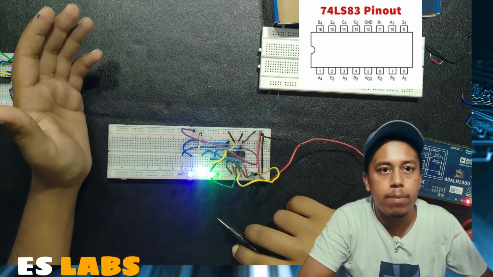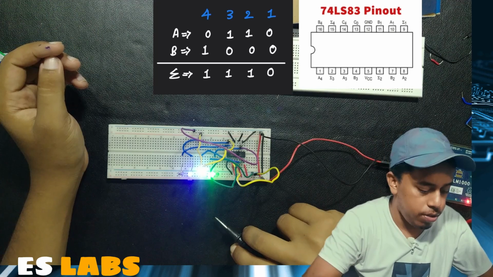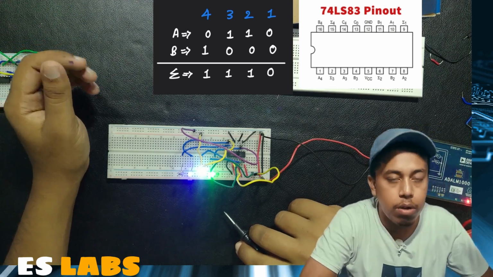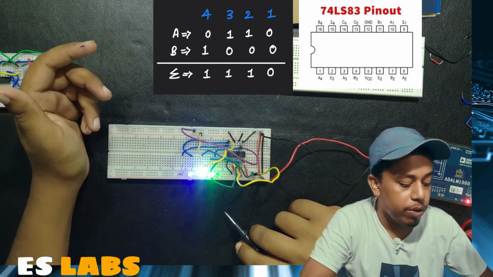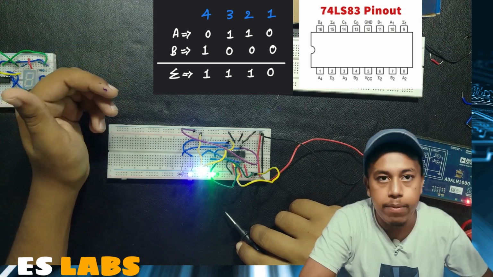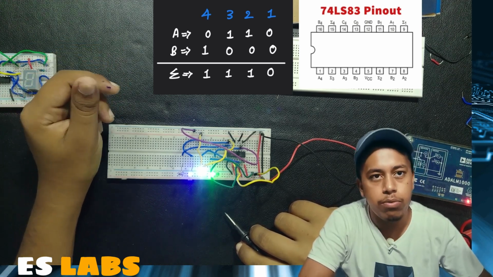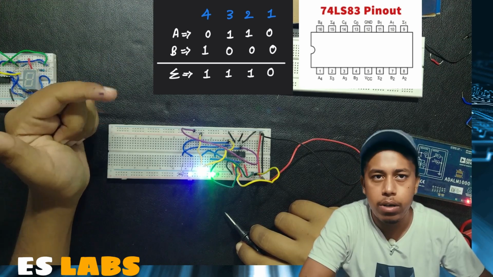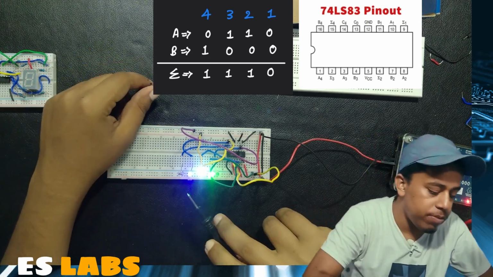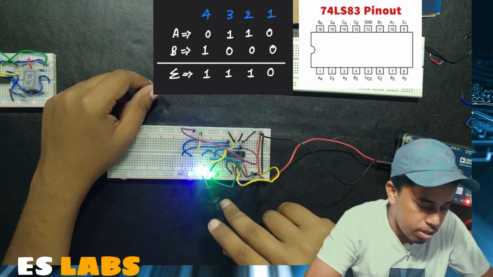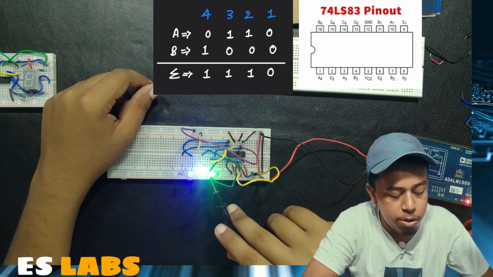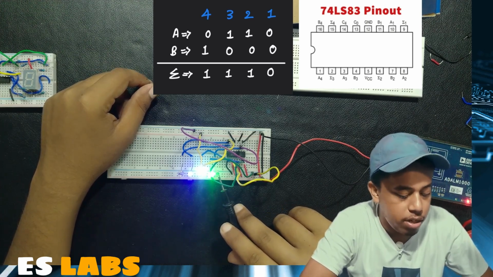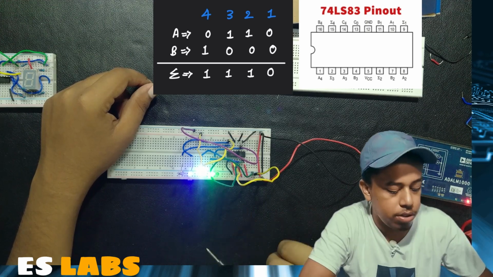Now again I have changed the input of B to 1 0 0 0, which is equal to 8, and our A was equal to 6. So 8 plus 6 equals 14, that will be 1 1 1 0. So summation 4 is going to 1, summation 3 is going to 1, summation 2 is going to 1, and summation 1 is going to 0.